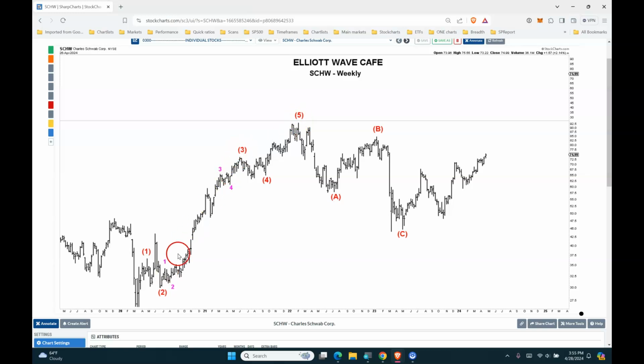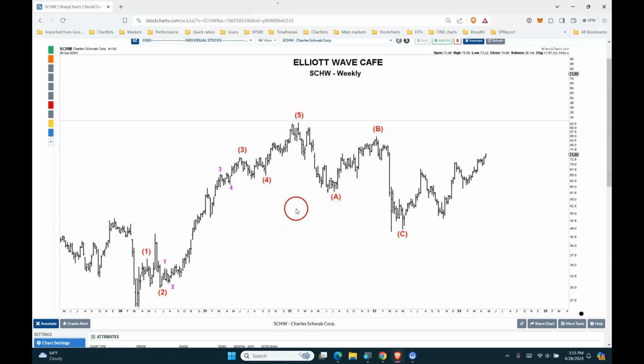And then inside this third wave we have 1, 2, and then you have 1, 2, 3, 4, and 5, with another move inside here, right? 1, 2, 3, 4 right there and 5. So I don't have the smaller degrees, but it's pretty obvious what that is.